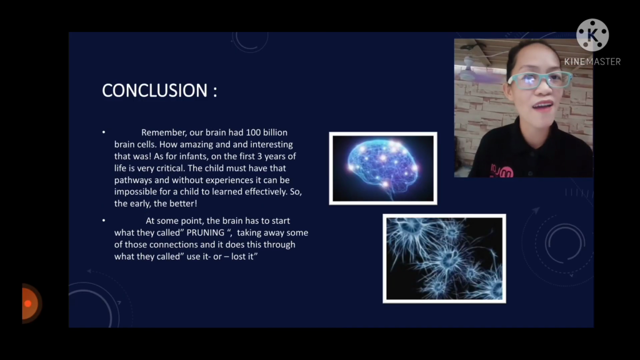Remember that our brain has 100 billion brain cells. How amazing and interesting that is. As for infants, the first 3 years of life are very critical. So, the earlier, the better. At some point, the brain has to start what they call pruning, taking away some of those connections. And it does this through what they call use it or lose it. So, it means that the child needs that connection in order to have the pathways of the brain that are effective for learning a language.